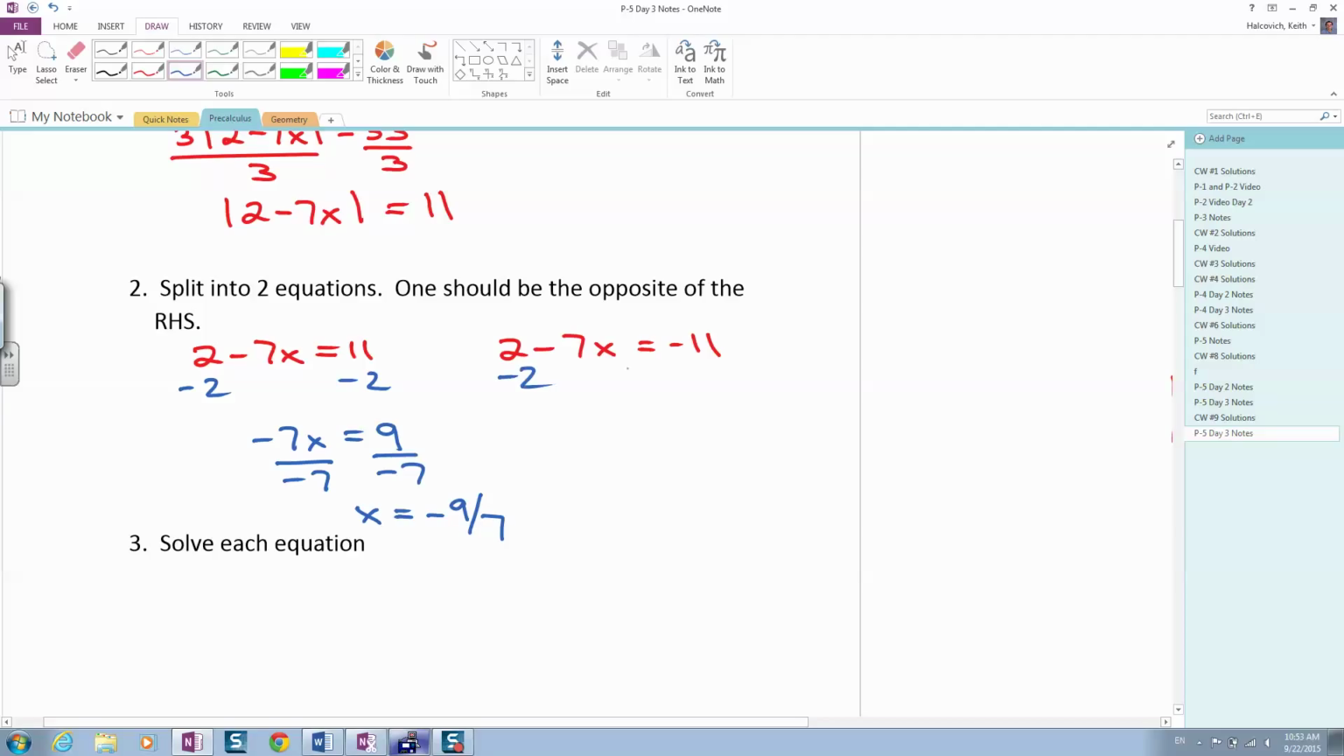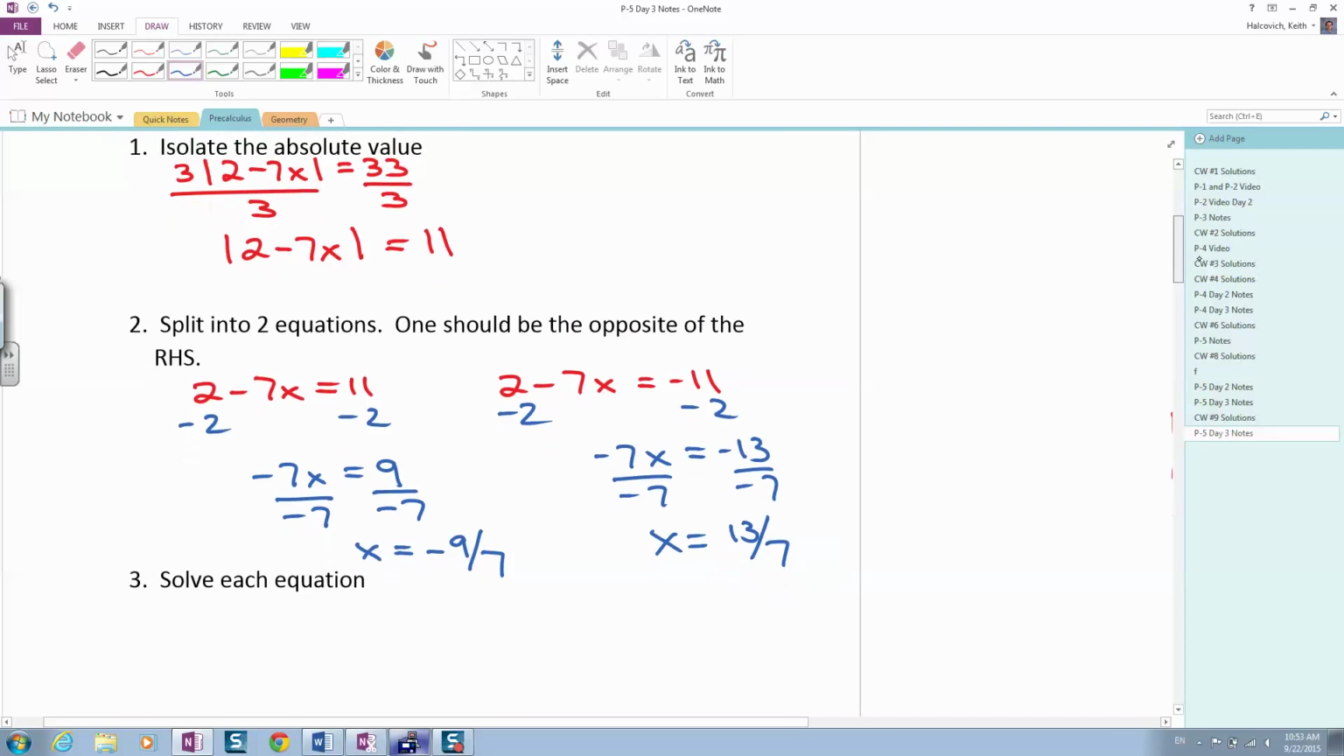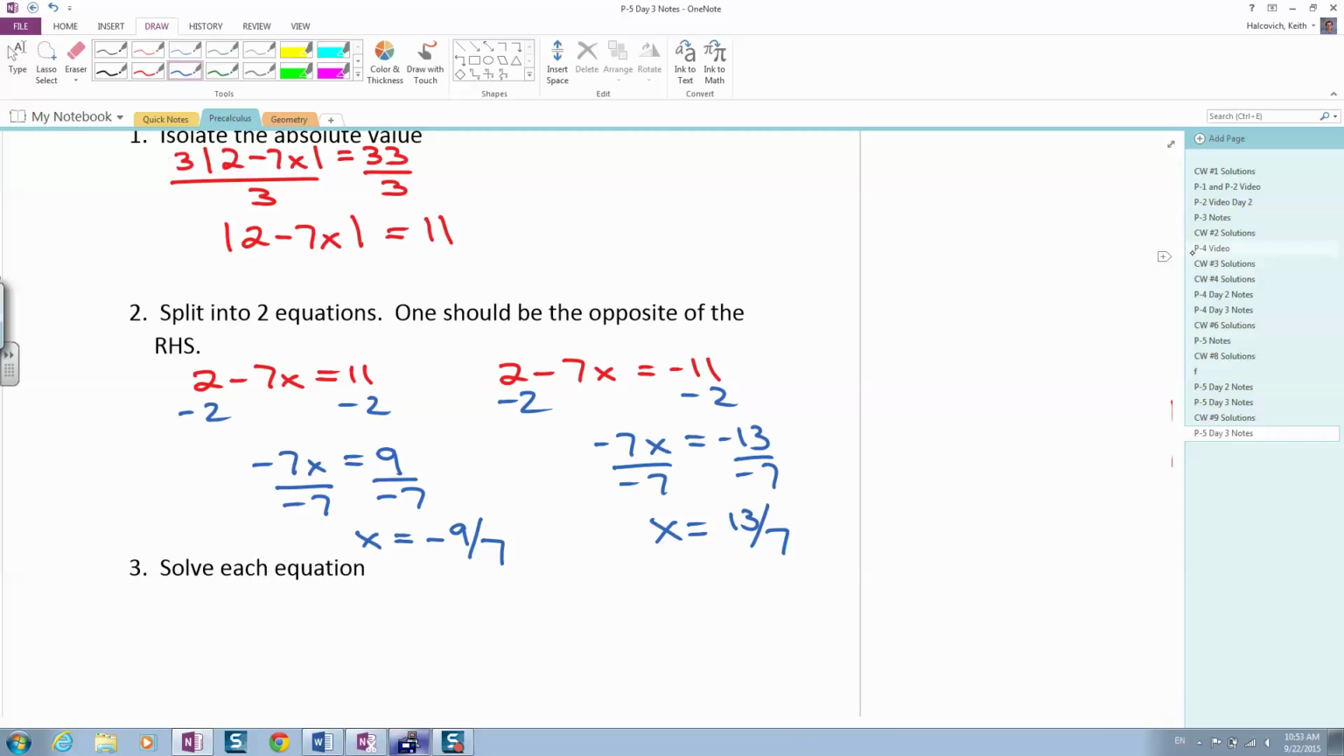And then you're going to subtract 2 and divide by negative 7. So you get x equals 13/7. And then you're going to check. And you can check by substituting it back into your calculator to make sure that it works.